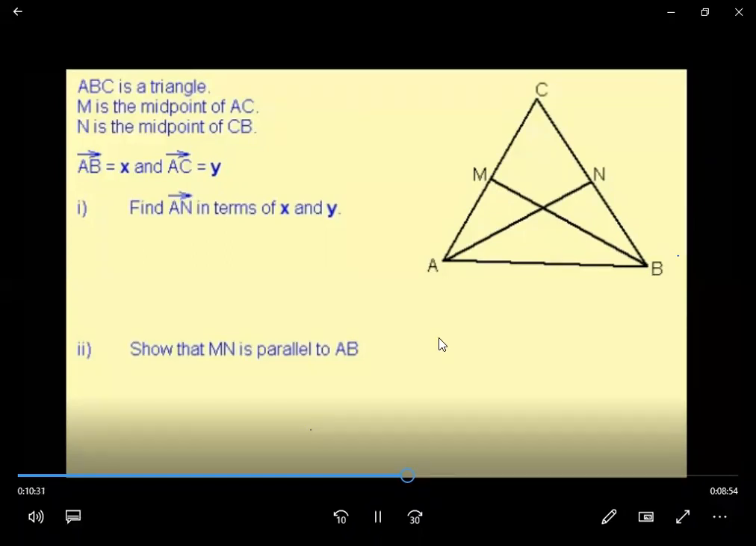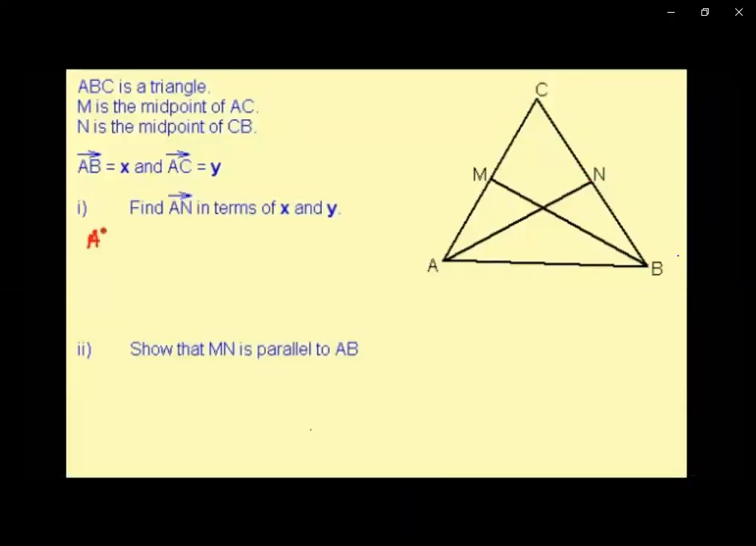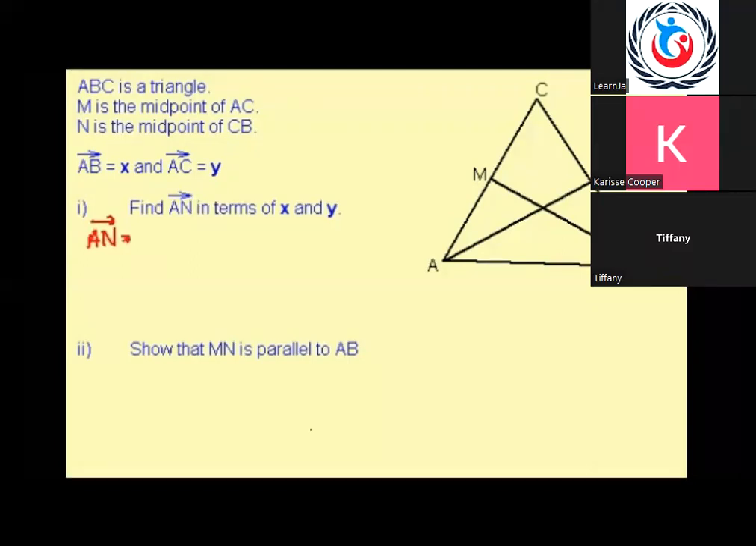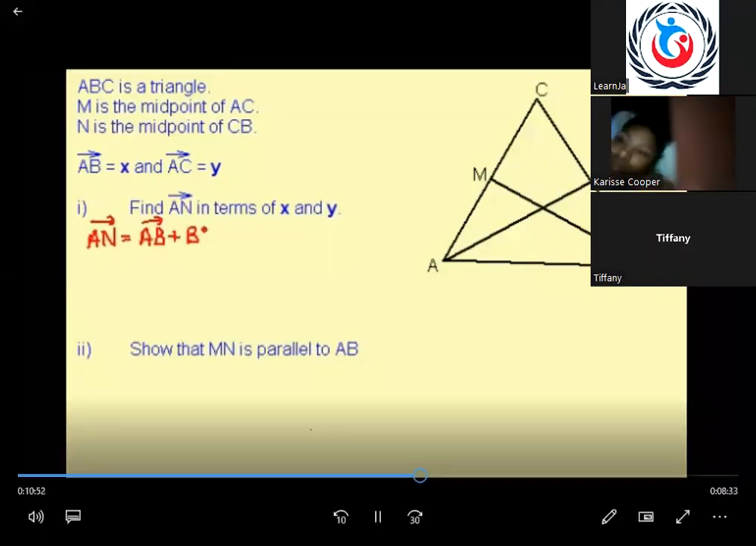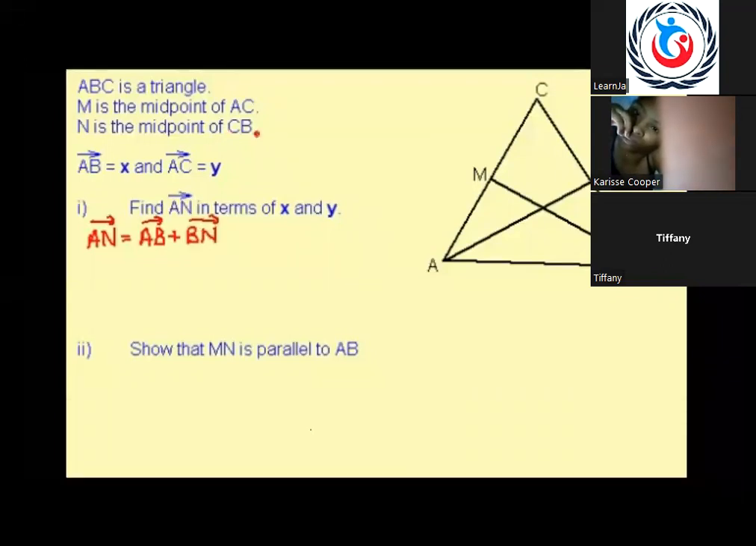I'm asked to find vector AN. If I look at the diagram, I can see that to get from A to N, I can go from A to B and then from B to N. So I have that vector AN is vector AB plus vector BN. I also know that N is the midpoint of CB. So the vector BN must be half of the vector BC. This gives me vector AN equals vector AB plus half of vector BC.